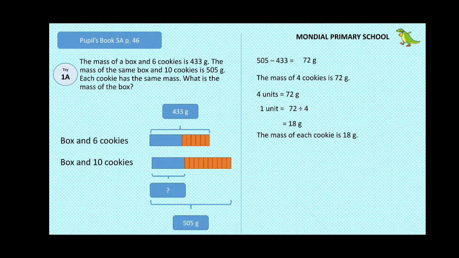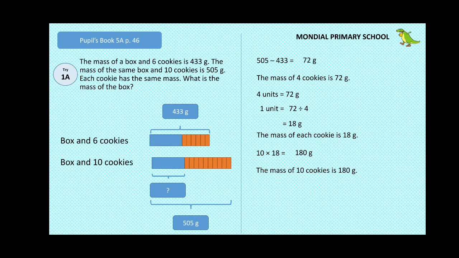What can we do to find the mass of 10 cookies or 10 units? Yeah, 10 times 18. So, 10 times 18 is equal to 180. Great! The mass of 10 cookies is 180 gram.